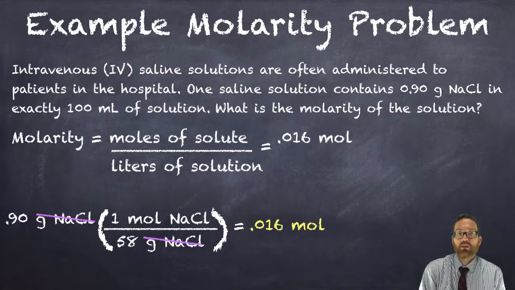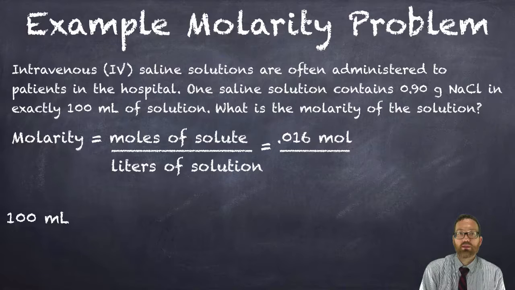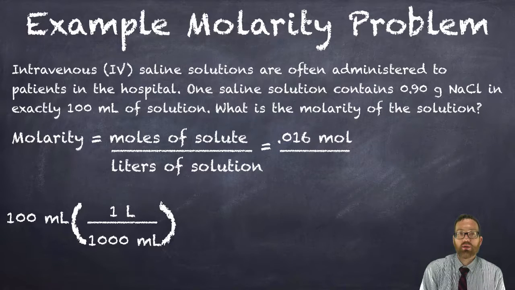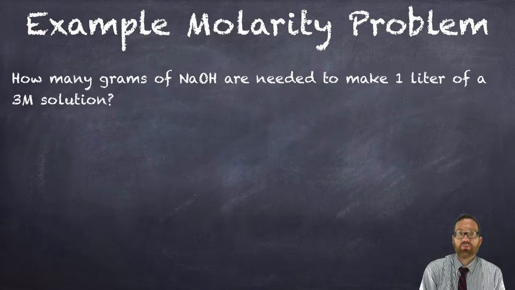And then next we need to convert 100 milliliters of solution into liters. So 100 milliliters, we'll use our conversion factor, 1 liter over 1,000 milliliters. 100 divided by 1,000 is 0.1, or you can just move that decimal 3 places to the left whenever you're dividing by 1,000. So 0.016 moles divided by 0.1 liters is 0.16 molar.